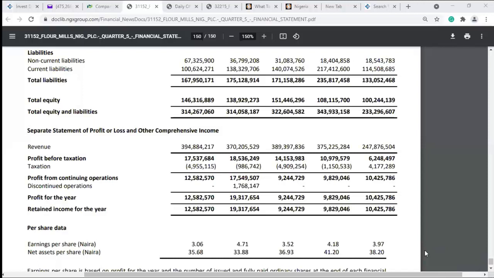Don't forget that it touched 32, 34 naira before coming down. I don't see it not touching that 34 naira or not surpassing it. When the result comes to the market and the result is as good or even better than what we saw in the third quarter, that will support Flour Mills.